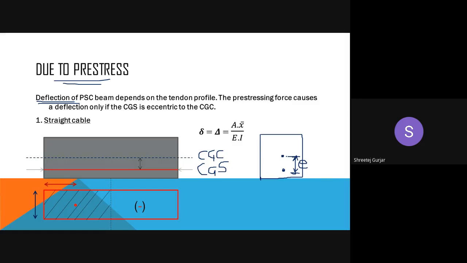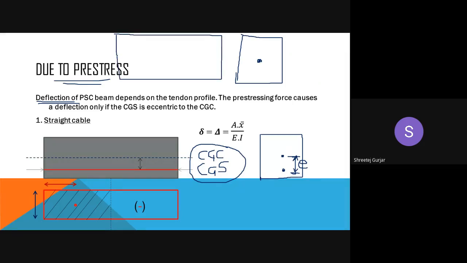Suppose your CGC and your CGS are concentric. You have a cross section of your beam like this, this is the CG of your concrete, and your tendon is also at the same location. In your longitudinal section, it will be visible like this. This is your tendon, which is at the neutral axis itself. So there will be no deflection, right? Because it is at the center, it will neither hog nor sag. So whenever there is eccentricity, there will be deflection caused.